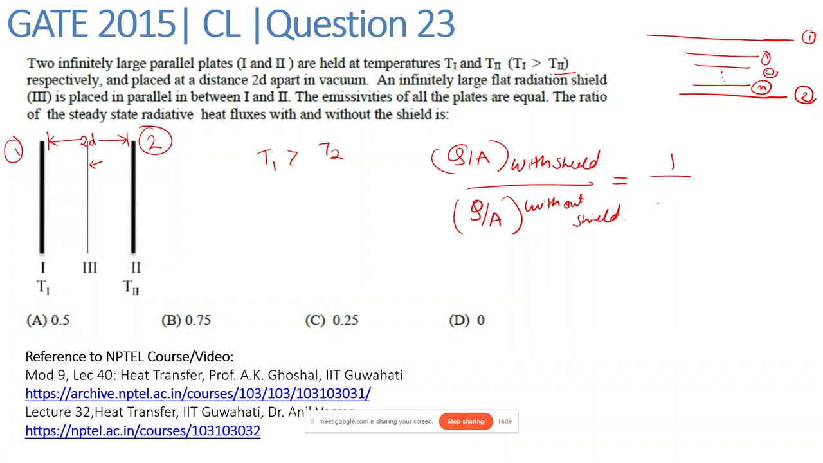So this ratio is given by 1 upon n plus 1. And in this question, we have been given n equal to 1. We are having a single plate in between them. So for this case, this ratio will become 1 by 2, that is 0.5. From the given options, we can select option A corresponding to this ratio.